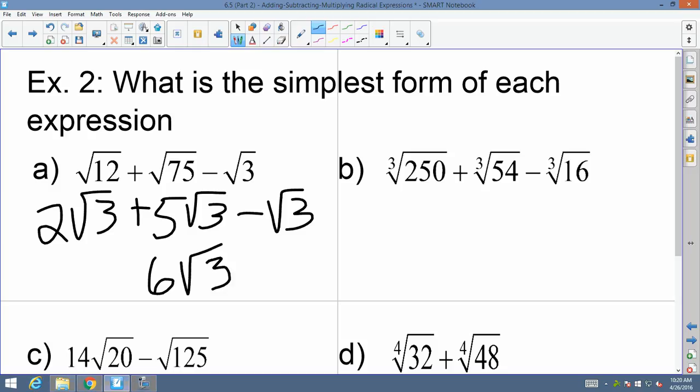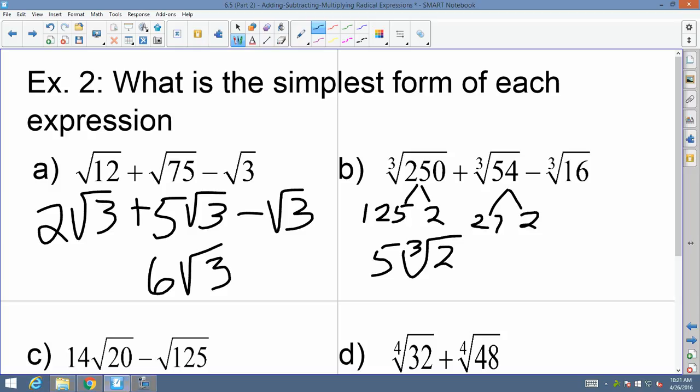B. Cube root of 250 plus cube root of 54 minus cube root of 16. Please do not just give up and say, there's nothing here. No, it's not the way it works. 250 is 125 times 2. The cube root of 125 is 5. And I have a cube root of 2 left over. 54, that's 27 times 2. Cube root of 27 is 3. So this is plus 3 cube root of 2.